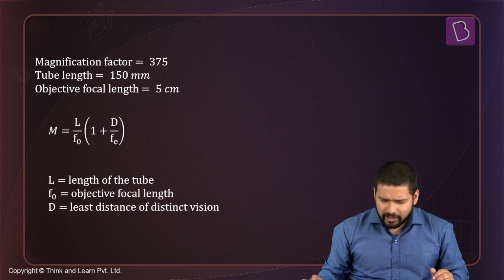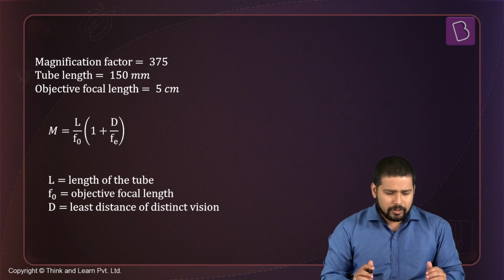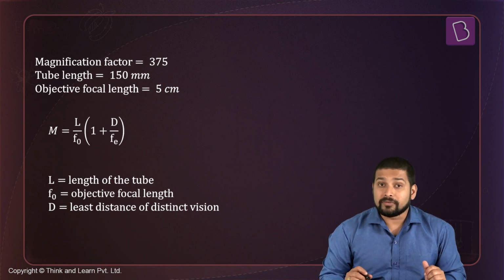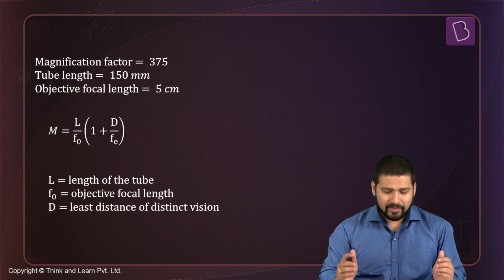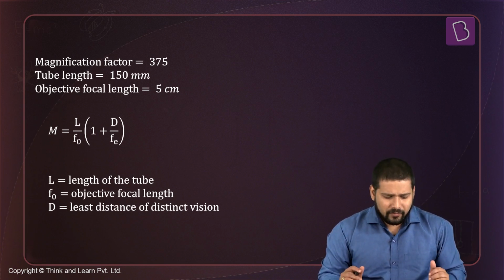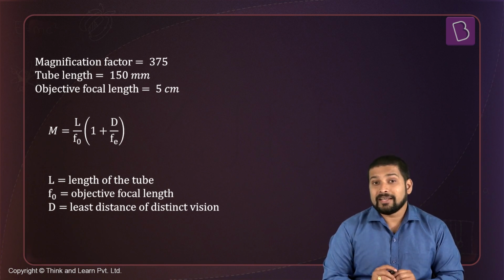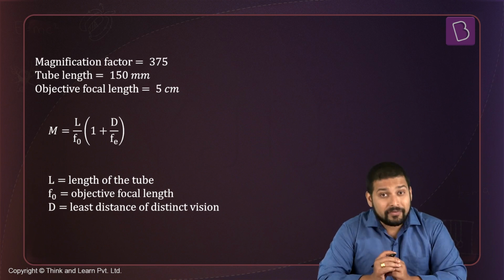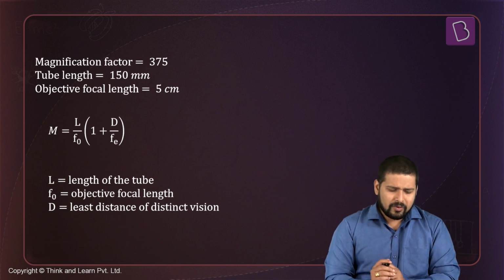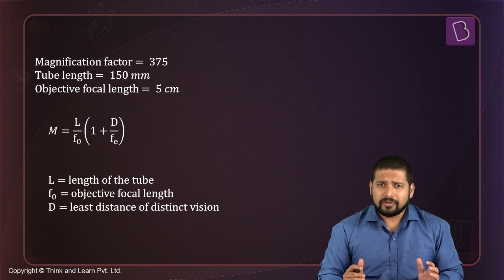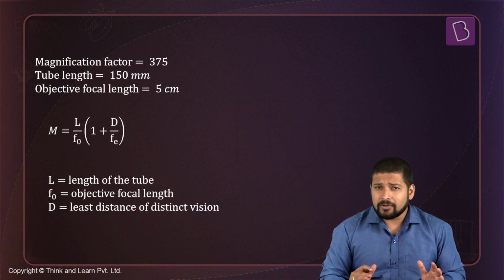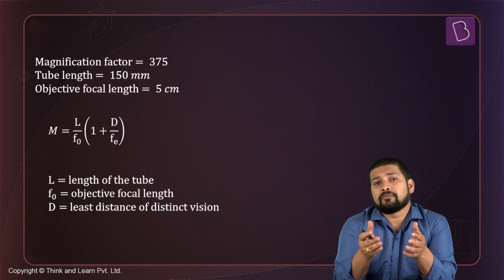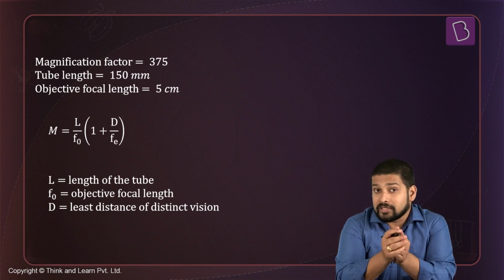So let's look at this formula. m is equal to L by FO, where L is the tube length and FO is the focal length of the objective lens, and the whole thing is multiplied by 1 plus D by FE, where D is the least distance of distinct vision, which we should take as 25 centimeters. Since all the values are given to us, all we need is to plug in these values and solve for FE, the focal length of the eyepiece, which is what is required in this problem.